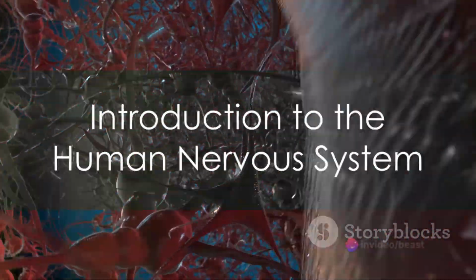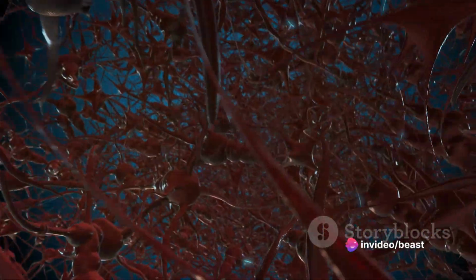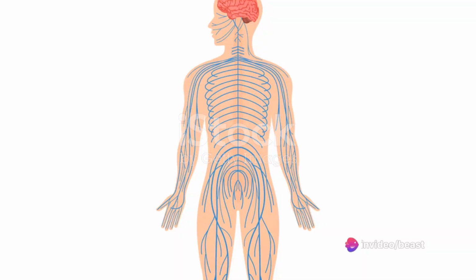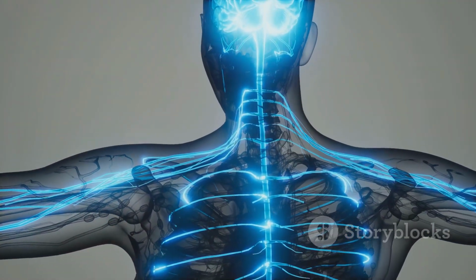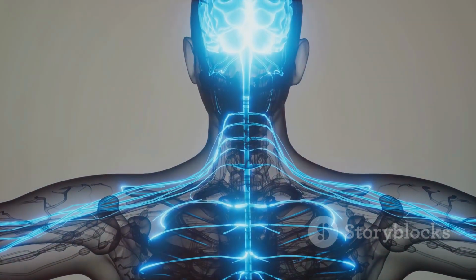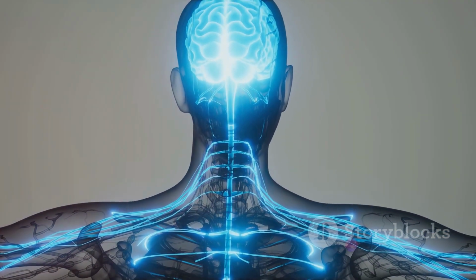Ever pondered about the intricate mechanism that allows you to sense the world around you? The answer lies within the marvel that is the human nervous system, an intricate network that dictates how we perceive and respond to our environment.